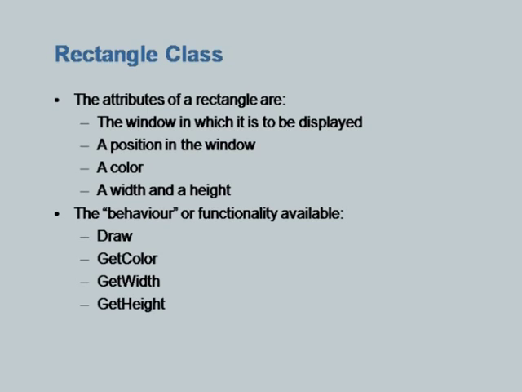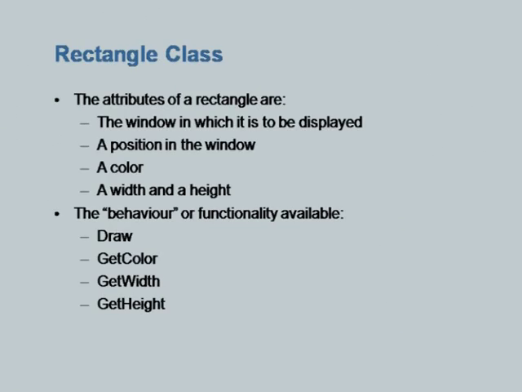We'll look at one typical object, a rectangle class. The rectangle class is another object which can be drawn inside a window. And this rectangle class has what attributes? First of all, the window in which it is to be drawn. So it has to be connected to a window. Then the position in the window, a color for the rectangle, and the width and height. But once I have defined this rectangle, I have member functions. If I say rectangle class R, and I say R dot draw, it will draw that rectangle with this property. If I say R dot get color, it will return the color value. Similarly, get height, get width.